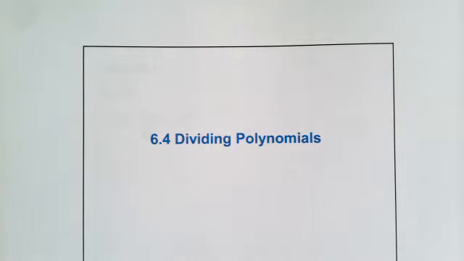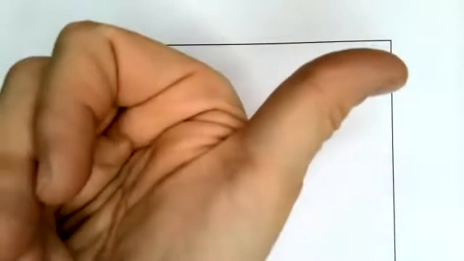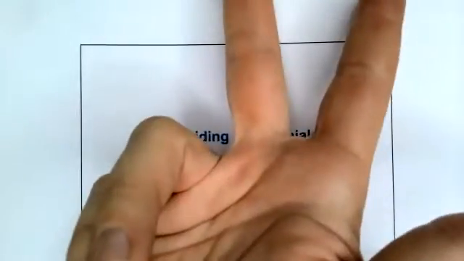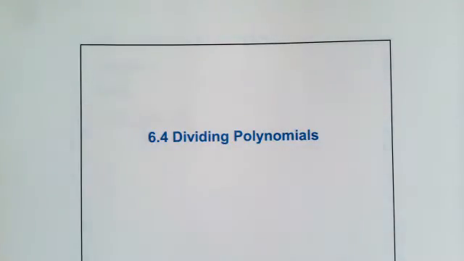Now we are leaping from rational expressions to polynomial expressions, okay? So now we are dividing polynomials. We know how to multiply them, right? We know how to add them and we know how to subtract them. Today, we divide them, all right? What you need to know.